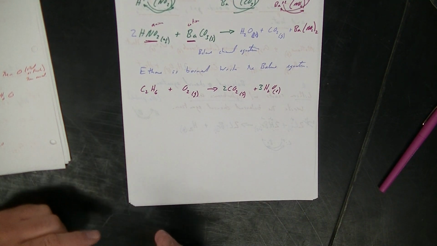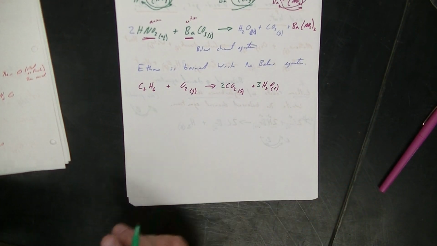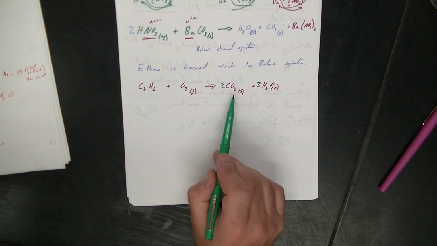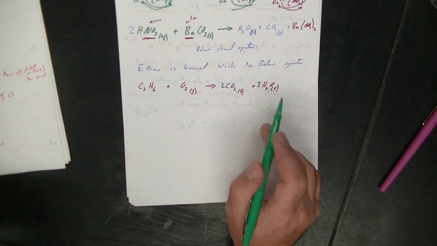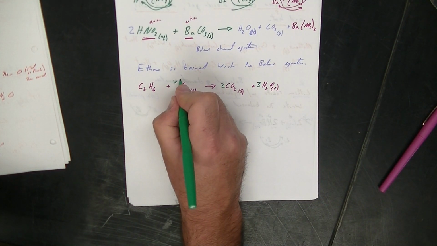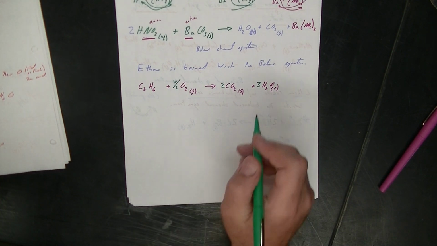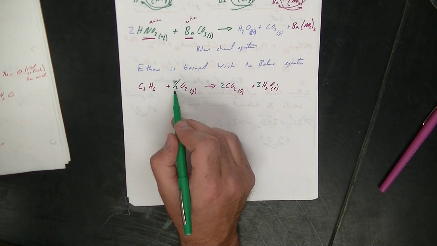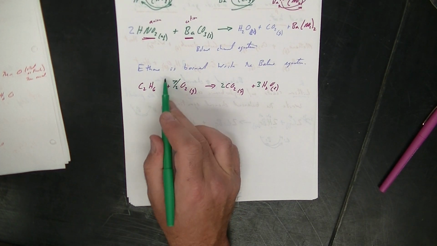Now, I'm going to give you another little hint. If you just add up your oxygens, I have 4, 5, 6, 7. If I have 7 oxygens on this side, I can do 7 halves over here, and technically that balances it. So you can just count up your oxygens and put that number over 2. I don't want you to have fractions in this though.